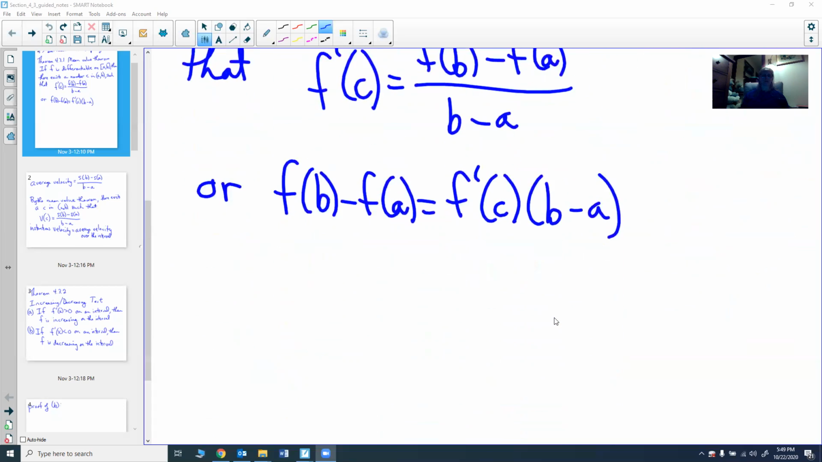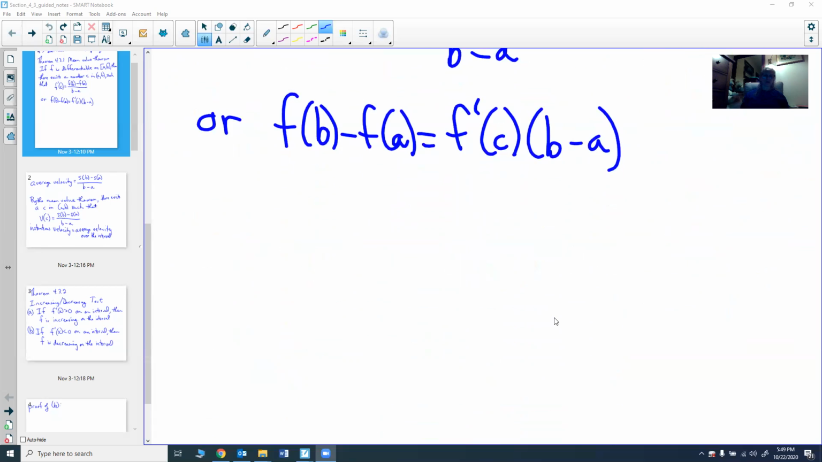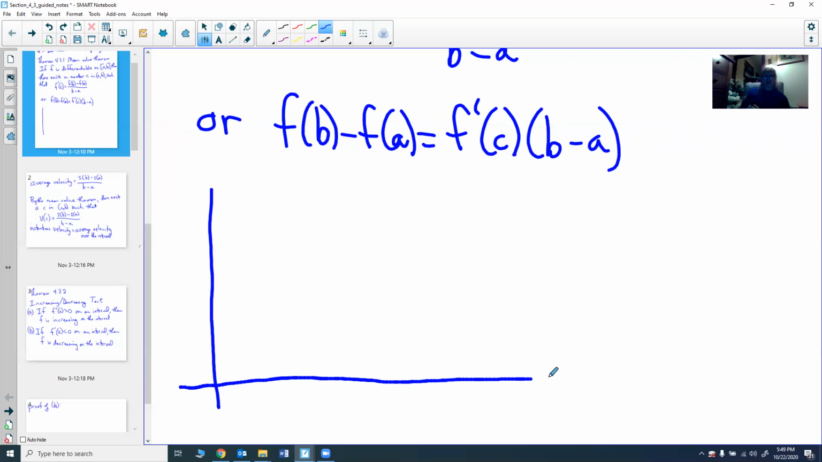Another way to look at it. So what I want to do is show you what a graph of this would look like, a visual understanding of this. I'm going to draw it in the first quadrant. There's nothing special about the first quadrant. It just makes life a little bit easier. I'm going to have some function here that goes up and then comes back down, goes down a bit, and then comes back up.